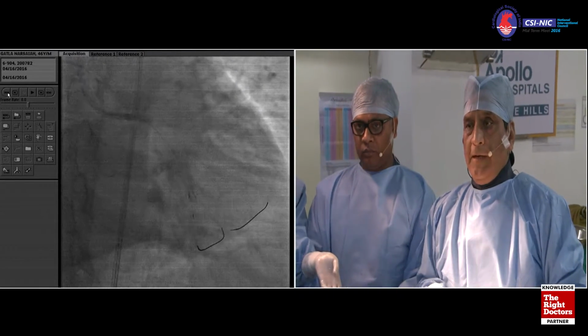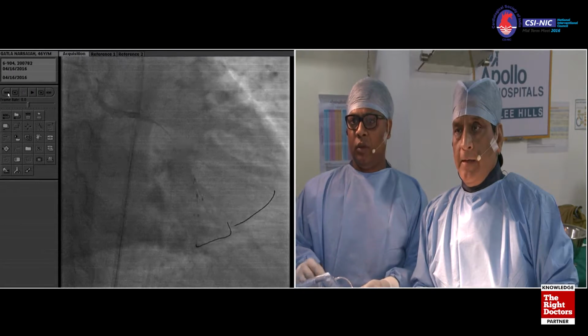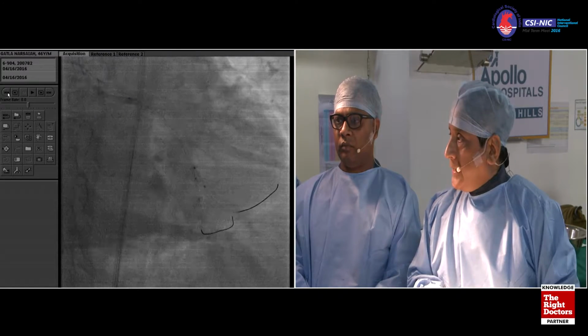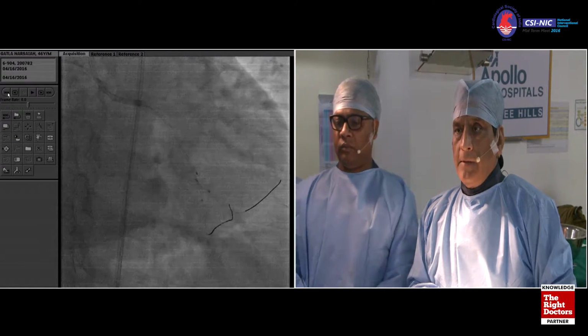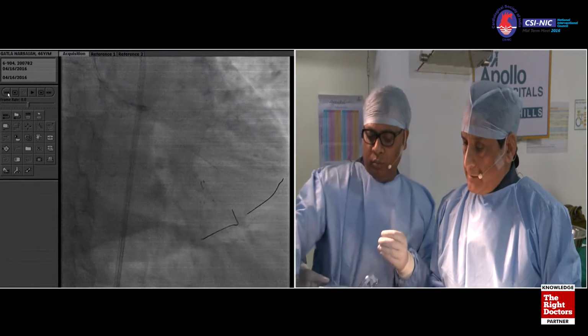I think we need a little more than nitro in this case. So one is 2.5, what is the balloon size of this one? Both 2.5, non-compliant NC Trek. The stent was also 2.5. Okay, let's go up. Initially, he should have dilated. Go both. Yep, okay, go.